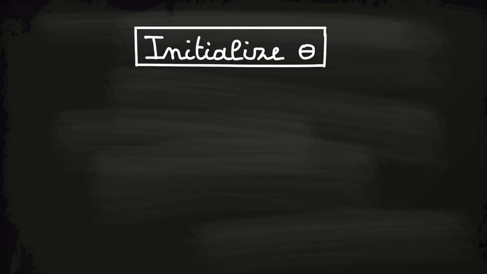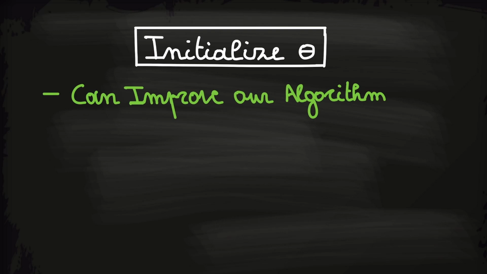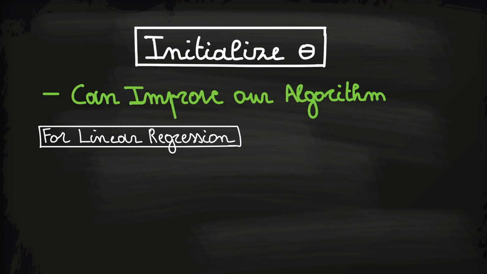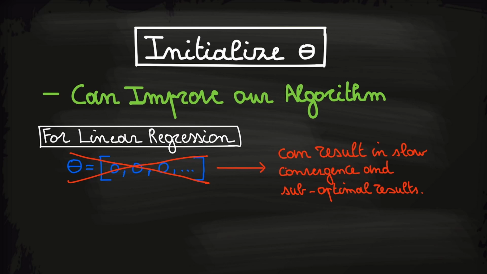Initializing parameters in machine learning is an important step that can impact the performance of your algorithm. While initializing parameters with 0 is a common practice in some algorithms, it's generally not recommended for linear regression. When you initialize all parameters, theta, with zeros in linear regression, the update steps during gradient descent will be the same for all features, and they will all converge to the same value. This can lead to slower convergence and suboptimal results.